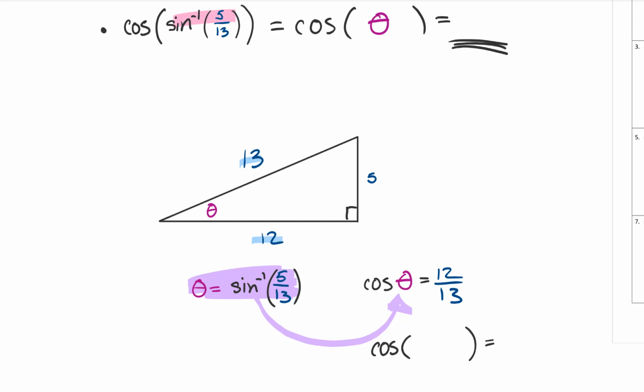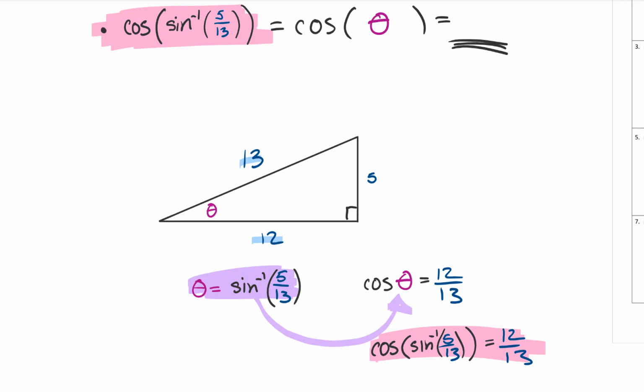It is equal to that 12 over 13. Well, instead of writing theta, we're just going to put in that sine inverse of 5 over 13. I think we just solved the problem. What's cosine of sine inverse of 5 over 13? Well, we found the answer.